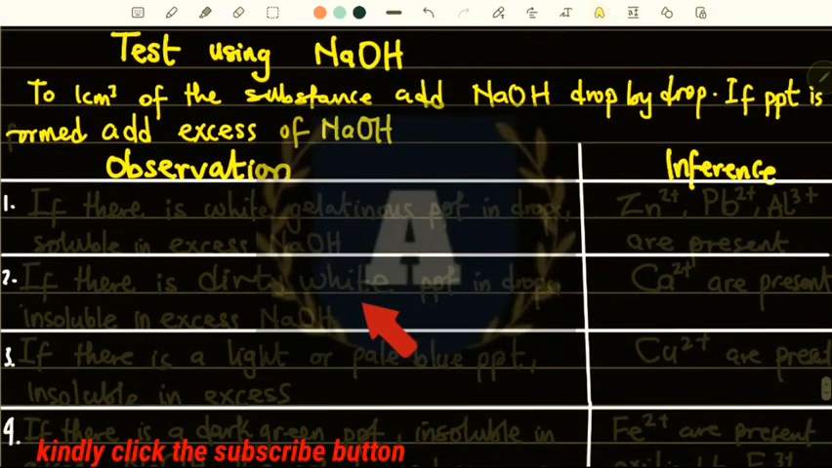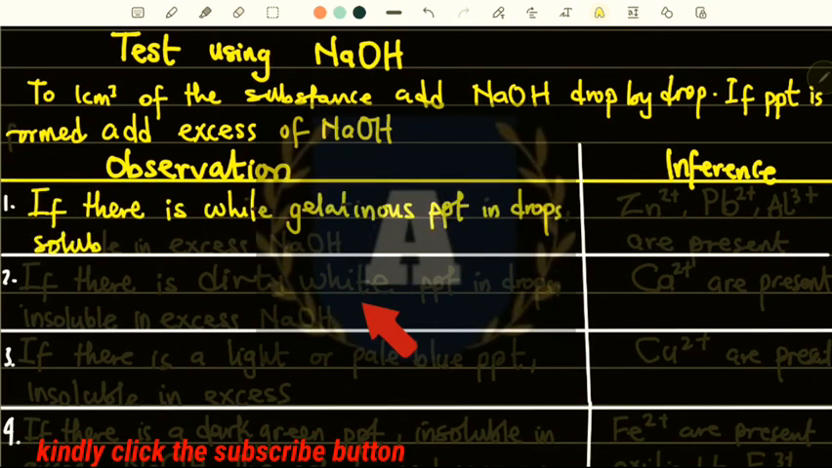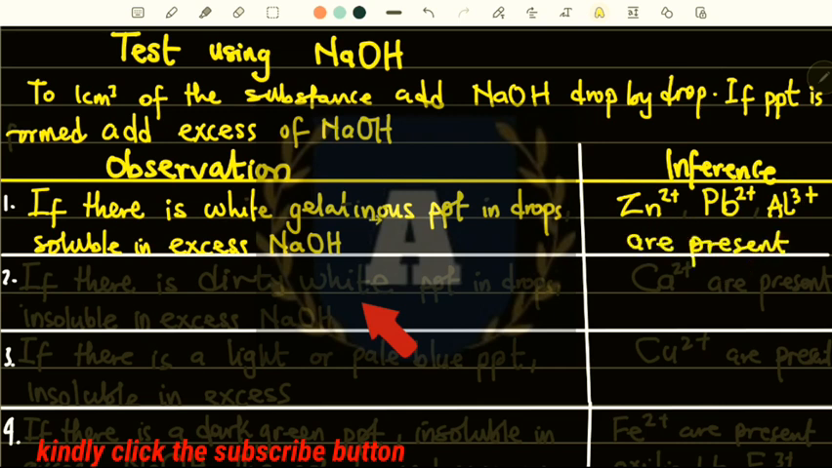So what do you observe? If there is a white gelatinous precipitate in drops, which is soluble in excess sodium hydroxide, then you say it is either zinc ion, lead ion, or aluminium ion. They are present if there is a white gelatinous precipitate.